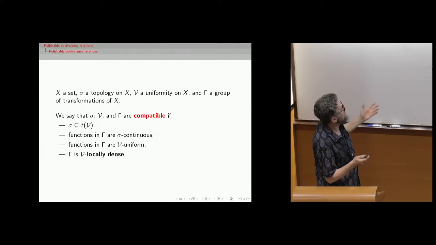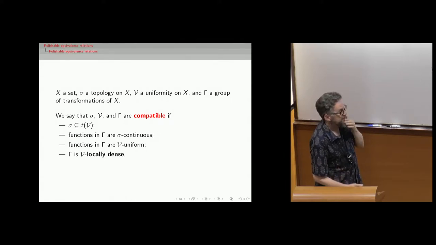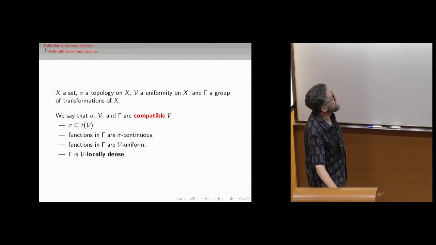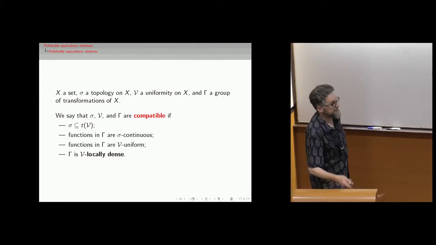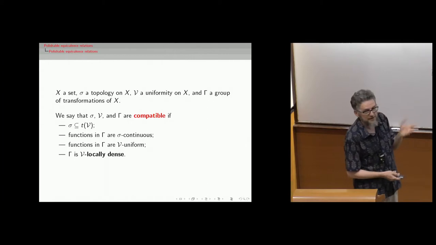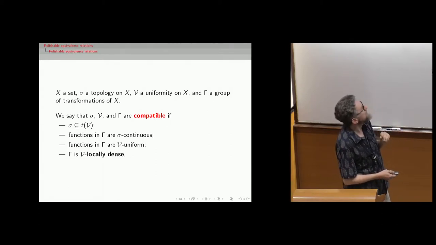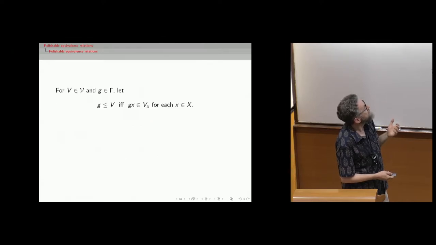And there is a very important fourth condition that makes things work. This is what I called: gamma is V locally dense. So this is an important condition. I will have to explain that. This is not always trivially fulfilled. So what is locally dense?